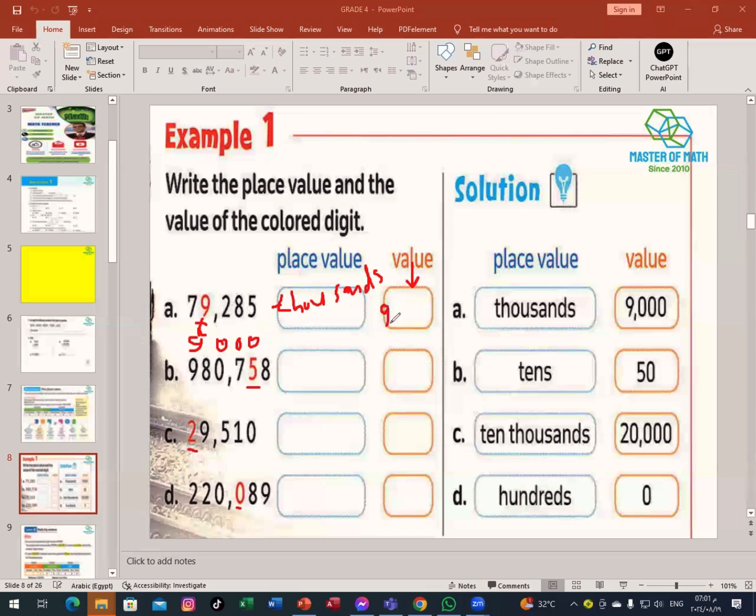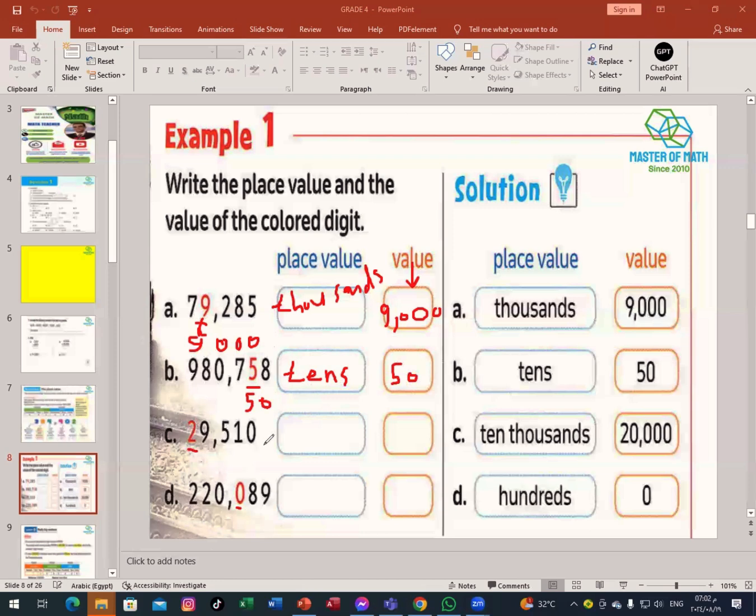So 9,000. Okay? Here, place value of 5. Let's take it step by step: ones, 5, tens. So the place value of 5 is tens. But for the value, I make a shadow for 5 and go right. I meet 9. I put 0 instead of it. So the value is 50.